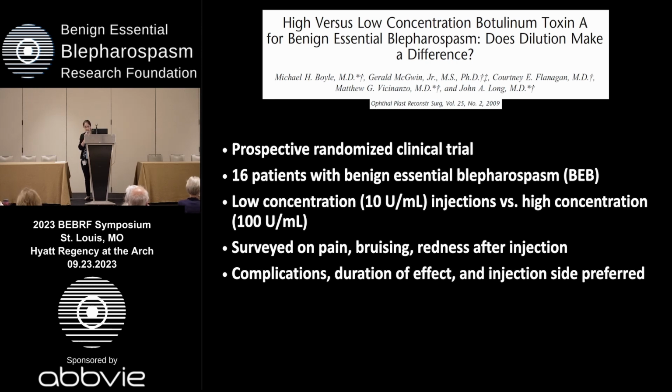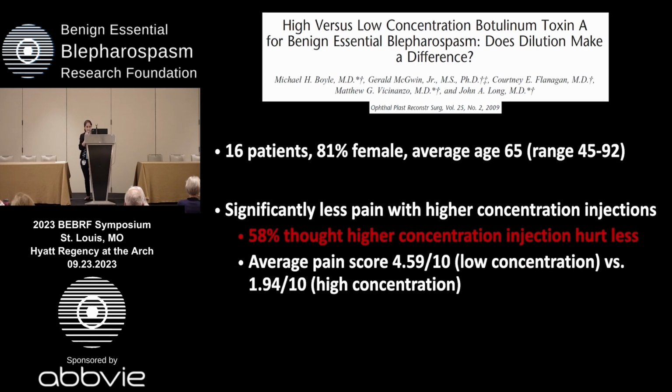Immediately after the injections, the patients were surveyed on the pain, bruising, and redness from the injection. At their follow-up visits, which ranged anywhere from 1 to 3 month intervals, they were also surveyed on any complications or side effects from injections, the duration of the effect, and which injection side they preferred. Of these patients, the majority were female, and the average age was 65. One of the main findings the authors describe is that on the higher concentration injection side, patients reported significantly less pain with the injection. 58% thought that side hurt less, and they were surveyed on a scale of 1 to 10 for pain.